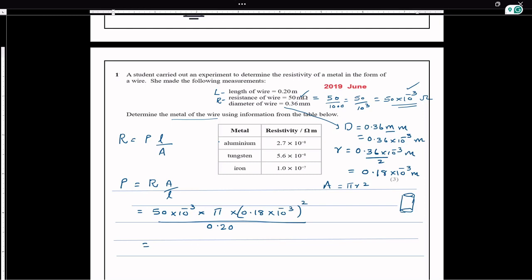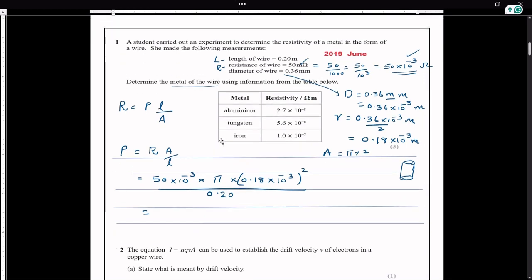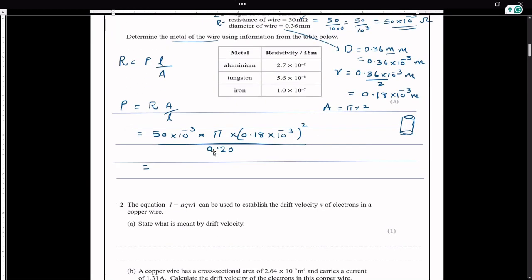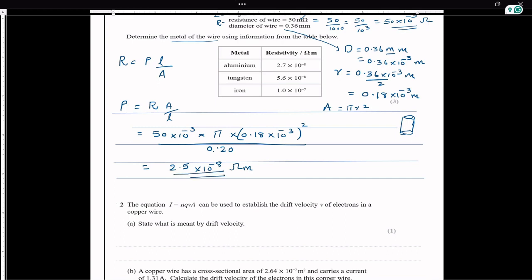Please make use of your calculator for calculating the answer. On calculation, it gives you an answer of 2.5 times 10 to the power of negative 8. The unit for resistivity is ohm meter. So this is the answer we are getting: the resistivity of the wire calculated using the information is 2.5 times 10 to the power of negative 8.